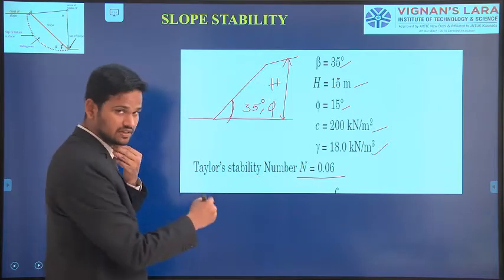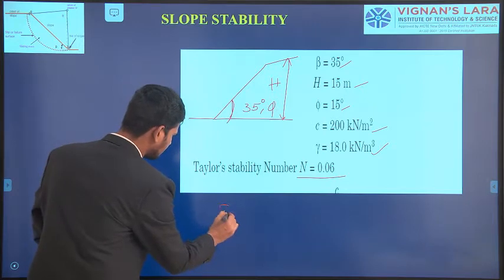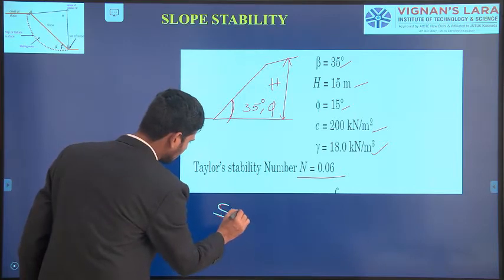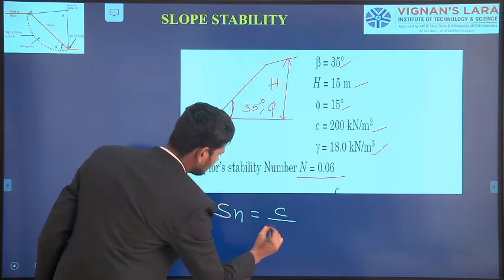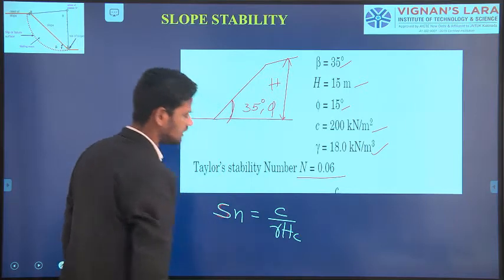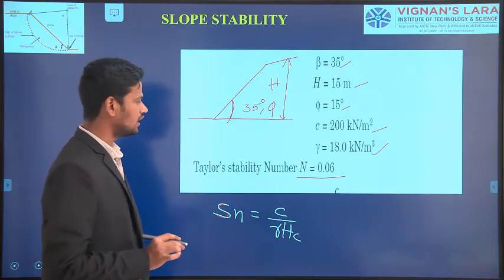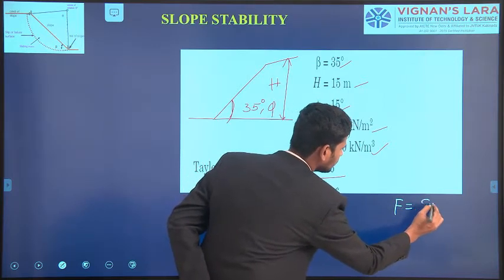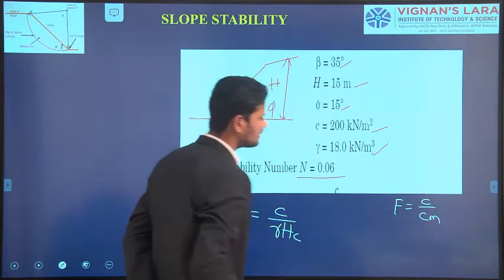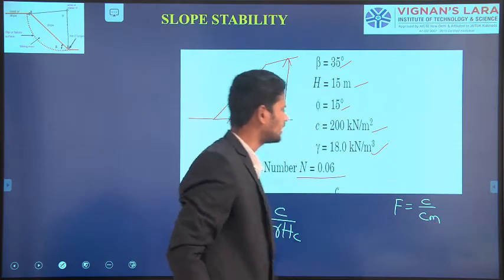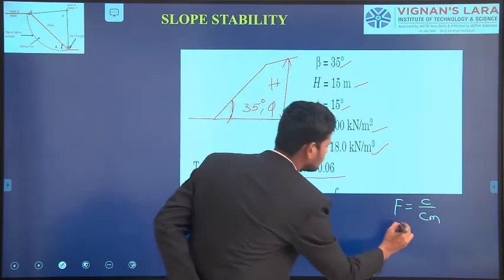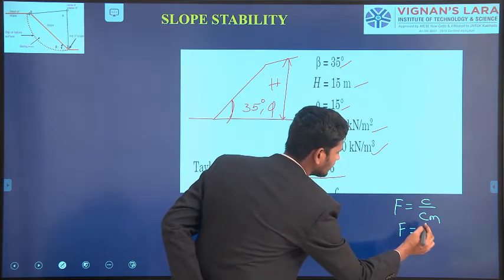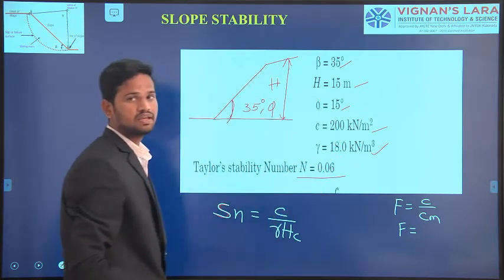Otherwise, we will derive this again. For the Taylor stability number we have the formula Sn equal to C divided by gamma into Hc. This is the formula we have to remember. The factor of safety with respect to cohesion is C divided by Cm. Now my interest is to find out the Cm. And the factor of safety with respect to critical height is Hc divided by H.